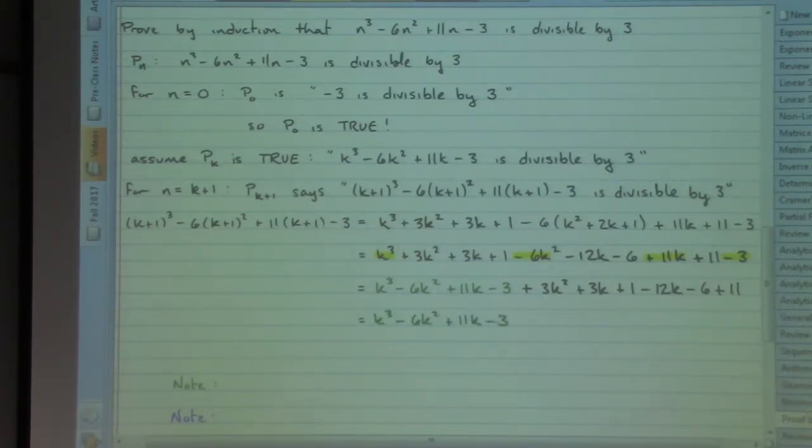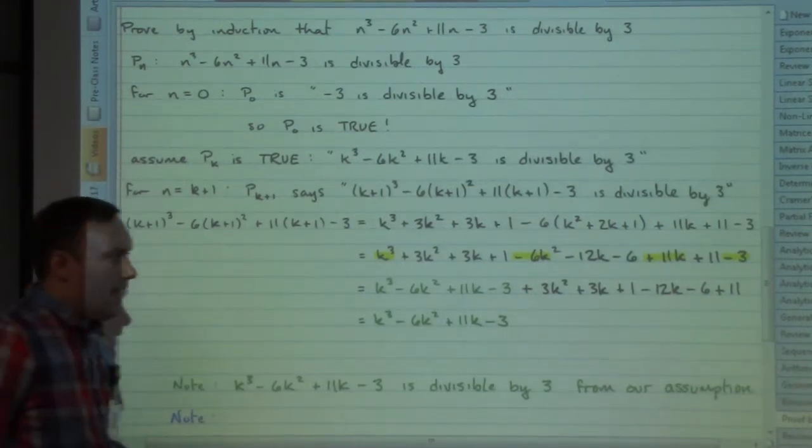Let's even throw down our note here. k to the power of 3 minus 6k squared plus 11k minus 3 is divisible by 3. And this is from our assumption, right about the middle of the screen. Now it's all the rest of the stuff, and let's simplify that.